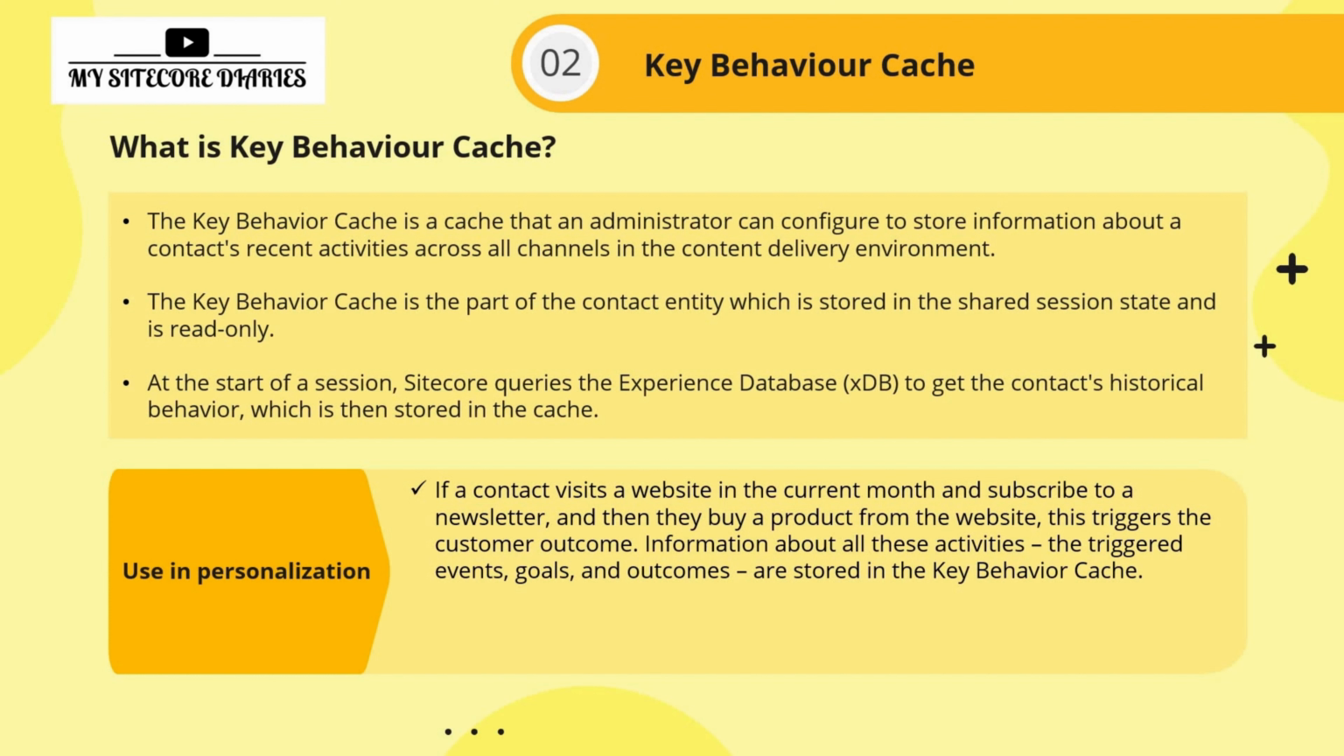So what happens is the contact visits your website in the current month and subscribes to the newsletter, and then buys the product from the website. So you have set up the goals and the outcomes here, so that they get triggered when the user performs those activities, and those things get stored in the key behavior cache.